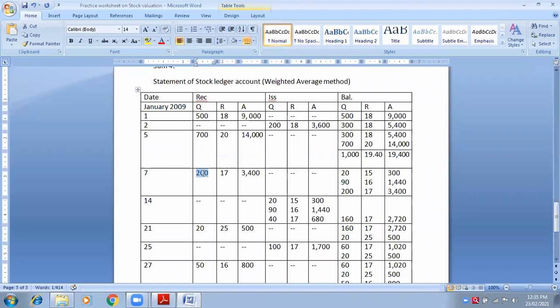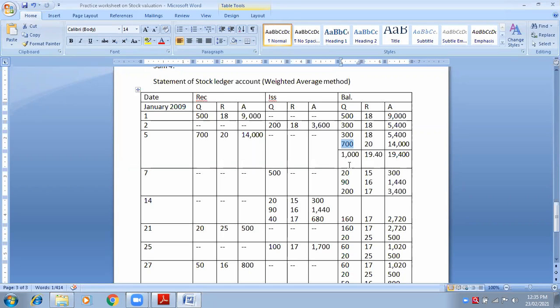Now you will say, ma'am, from where do we need to issue 500? First of all, the receipt column will be nil. Secondly, 500 units are to be issued. Now, when we were doing the FIFO method, we looked at the first slot, and if we were facing a shortage of units, we went to the second slot.